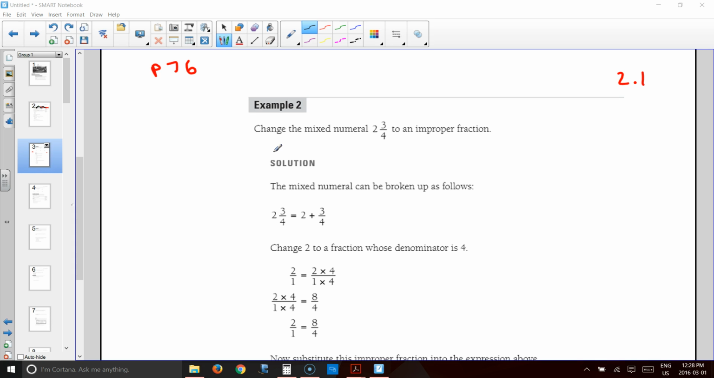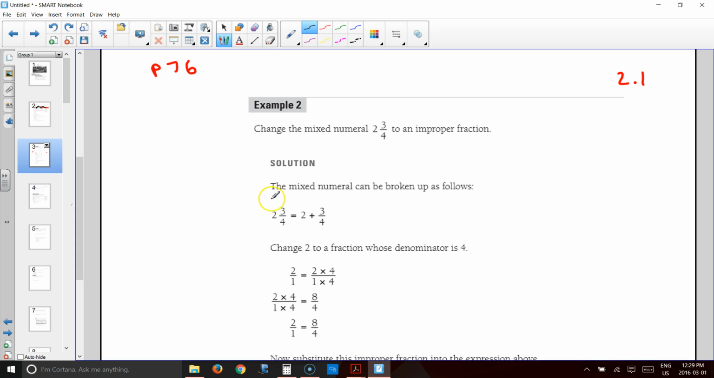So example 2, change the mixed numeral 2 3/4 to an improper fraction. This again is review that you guys have been doing for a couple years, but it's critical to succeeding in this chapter, so let's cover it. The way that I prefer to do this is slightly different than what you're seeing in front of you. I'm going to keep this pretty simple.